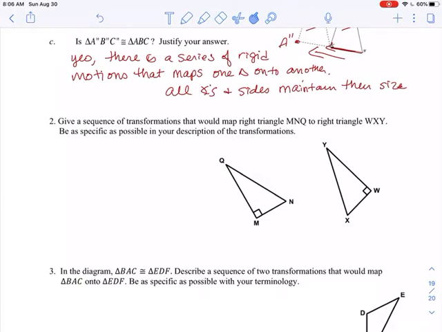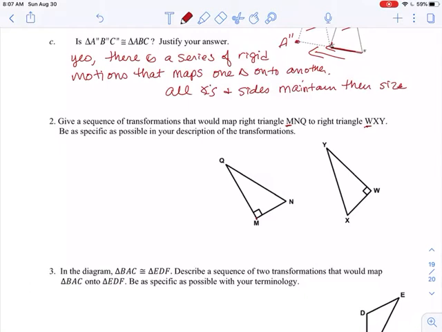Exercise 2, give a sequence of transformations that would map right triangle MNQ to right triangle WXY. Okay, so I want to know what would map one triangle onto the other. Now you can see that this right here is a right angle, and angle W is a right angle. So I know which ones are mapping up. I also know which ones are mapping up because M is the first letter and W is the first letter. Now I want to be as specific as I can.